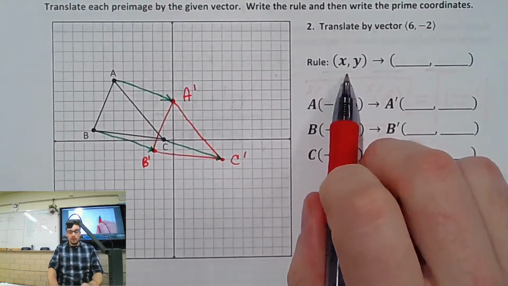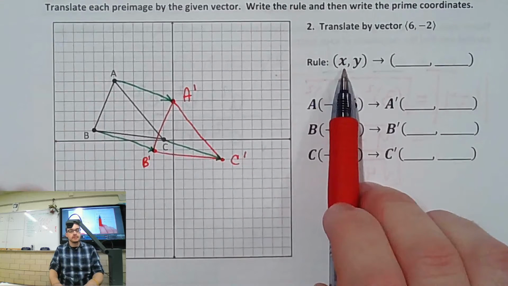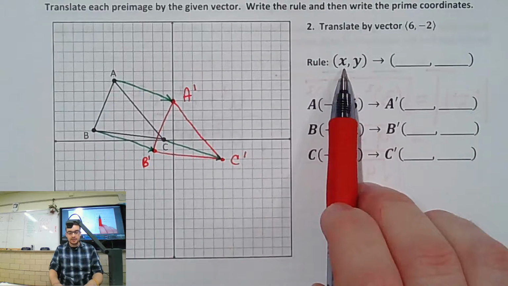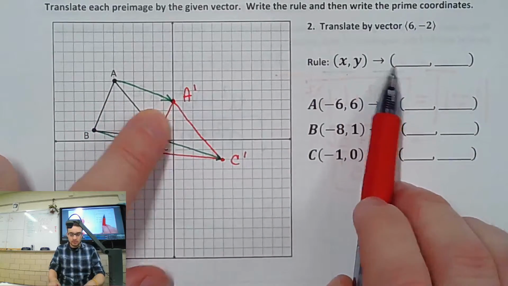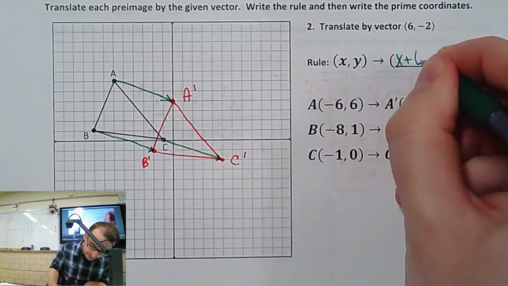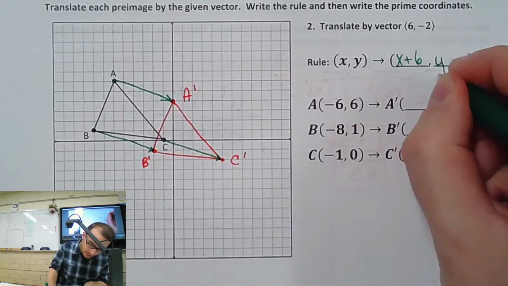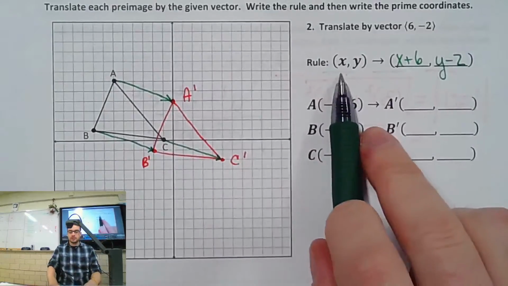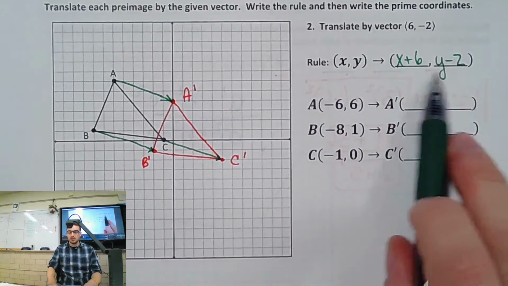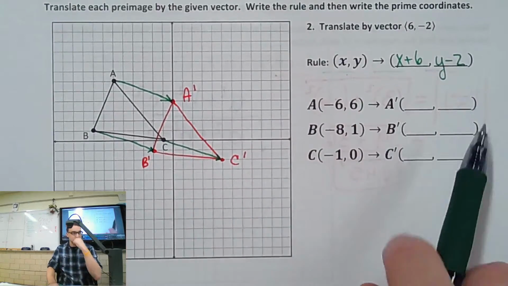So, the rule. Your original coordinates are x, y, right? Some x, y. What did we do to the x? Well, we added 6 to it, didn't we? So, the rule is, add 6 to your x. What do we do to the y? We subtracted 2, y minus 2. So your old coordinates are here, and your new coordinates are the same thing, except you add 6 and then minus 2. That's the rule, right?